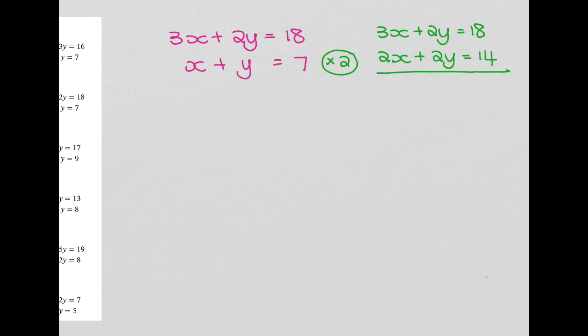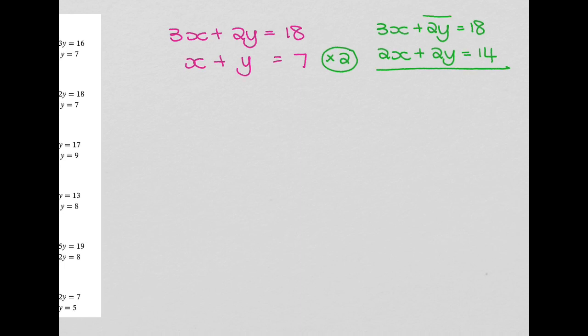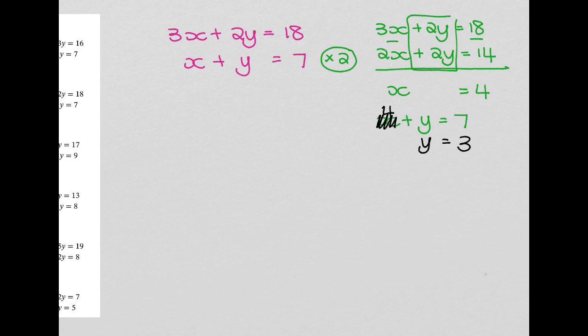The y's match. Are they different or are they the same? They are the same. Same means subtract. 3x take away 2x is 1x. 18 take away 14 is 4. So x is 4. Match, done that. Dust, sorted that out. Top, put it back into a top equation. So I'm going to put it into x plus y equals 7. But what did I just figure out? That x is 4. So I'm going to replace x with 4. If 4 plus y equals 7, what is y? y is equal to 3.